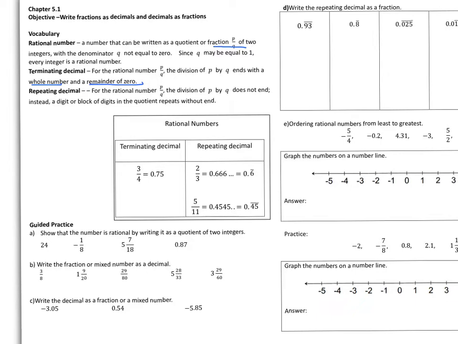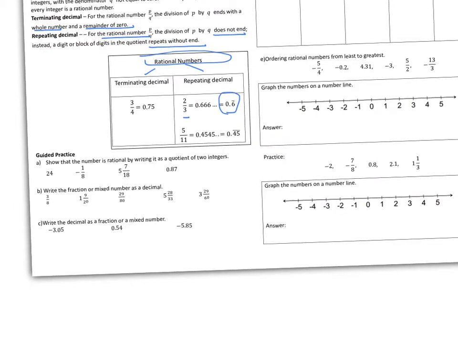For a repeating decimal, it's also a rational number p over q, but when you divide p and q, it does not end. It repeats and repeats and repeats. So just 2/3, which equals 0.6 repeating. Here I have a chart which you can take a look at the difference between the terminating decimal and repeating decimal, and they both are rational numbers. Okay, guided practice.